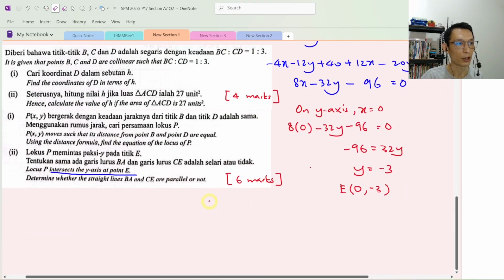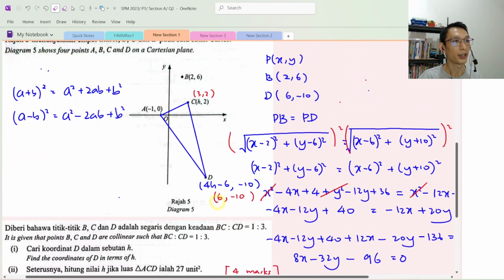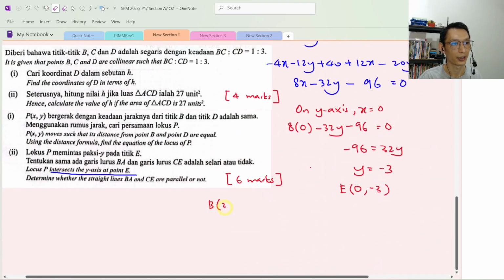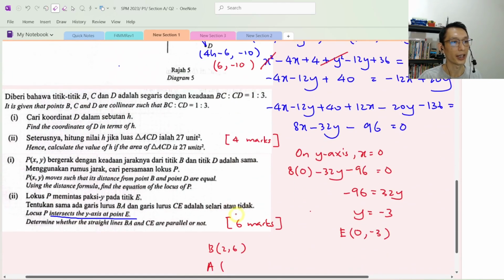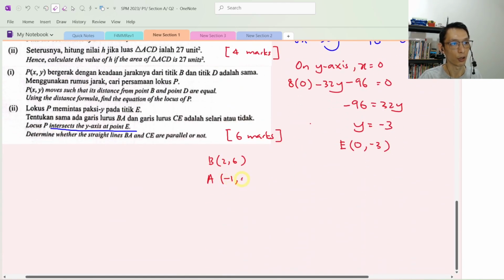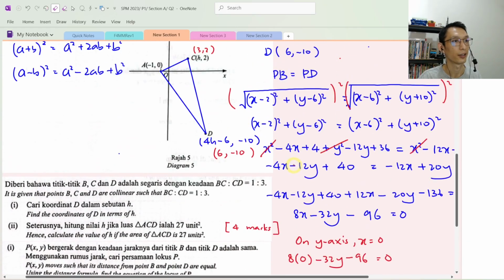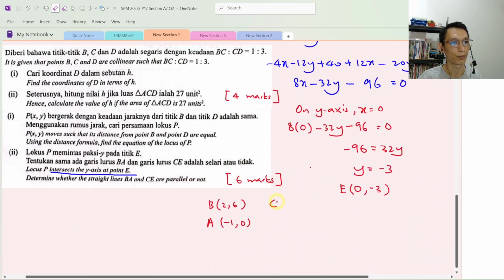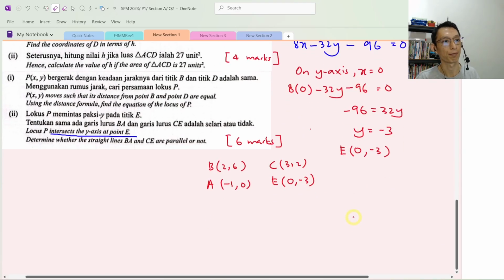Okay, now let me copy down the coordinate for each point that we need. Point B is (2, 6). Point A is (-1, 0). Point C, (3, 2). Point E, (0, -3).